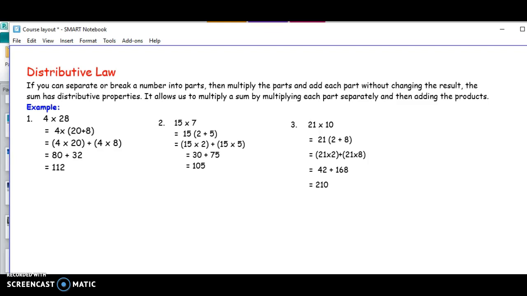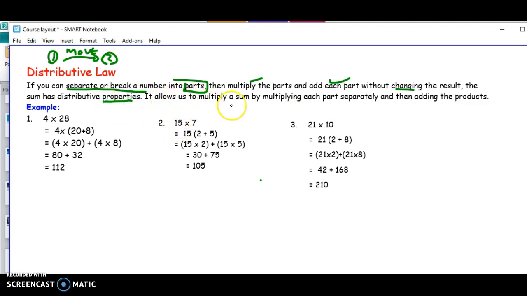Now let us discuss the distributive law. Distribute means for me to move something from one point to another point. That is how I understand distributive law. So they say you can separate or break a number into parts, then multiply the parts and add each part without changing the results. And that's why we say the sum has distributive properties.